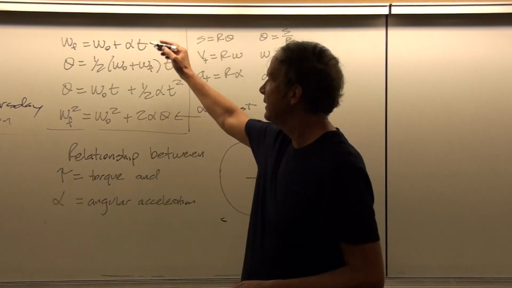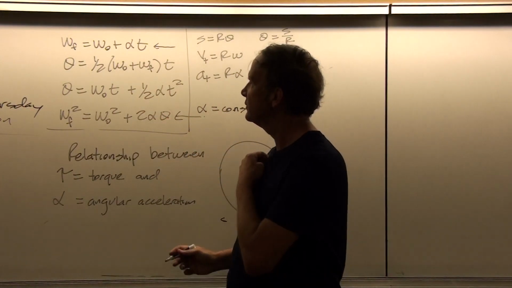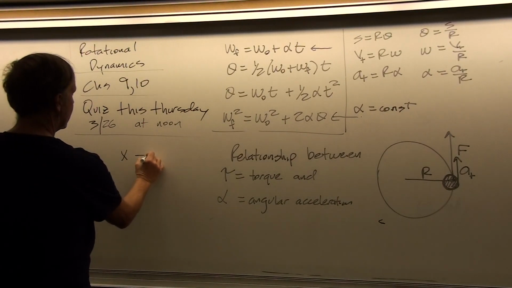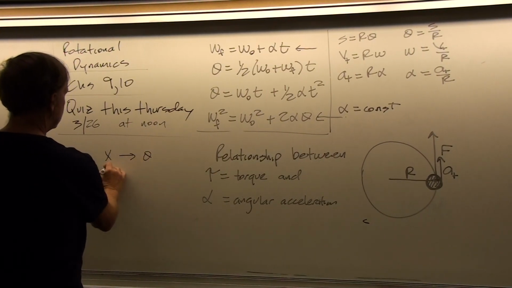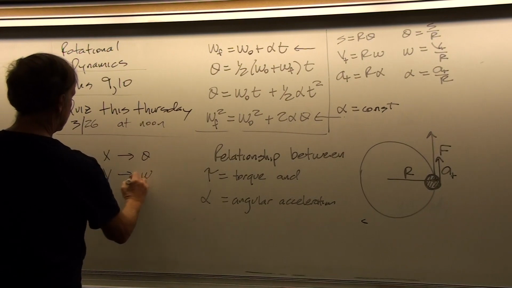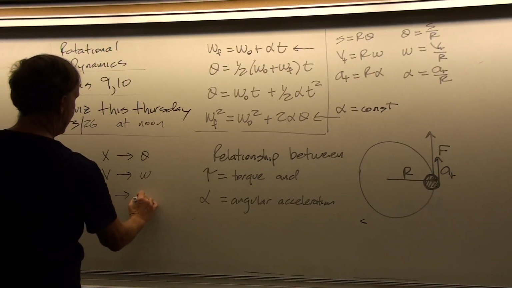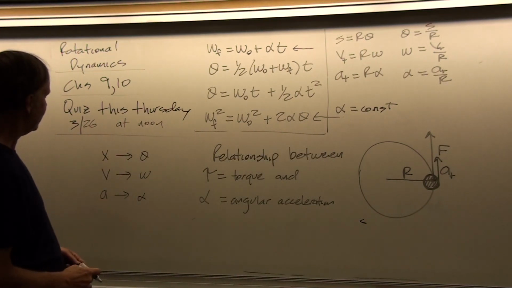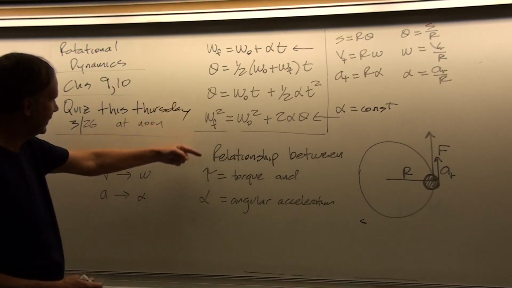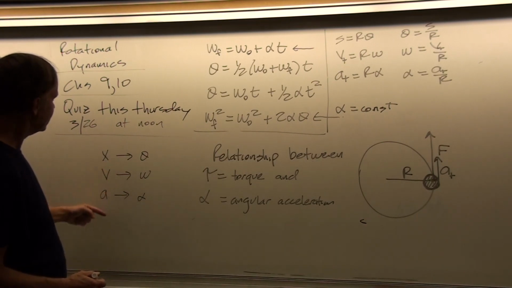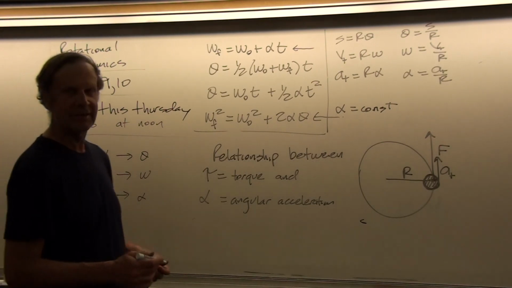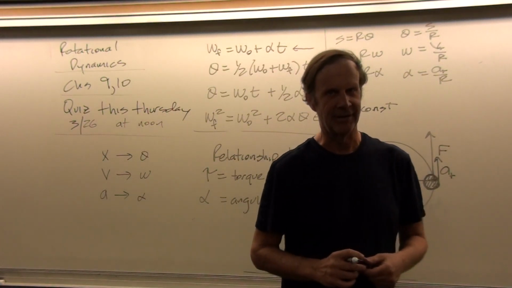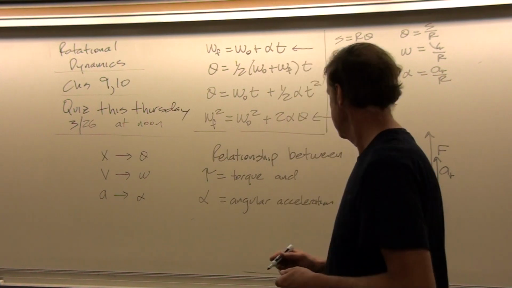Because if we use these substitutions, that the x value, or the arc length, goes to theta, v goes to omega, and a goes to alpha, we go from our linear kinematics equations to our rotational kinematics equations. But what we're going to see is that with a couple more substitutions, we can go from F equals ma to another equation, torque equals I alpha. And so that's what I want to show you here.